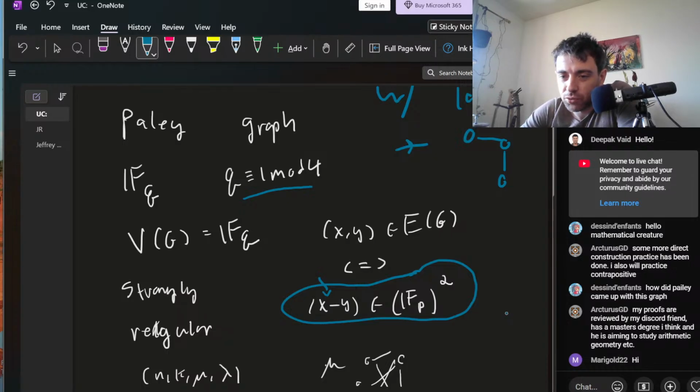Your proofs are reviewed by your Discord friend who has a master's degree, you think. Okay, well, that's good. So it sounds like you've got someone who presumably knows what they're doing and is giving you help with proofs. Good to hear it.